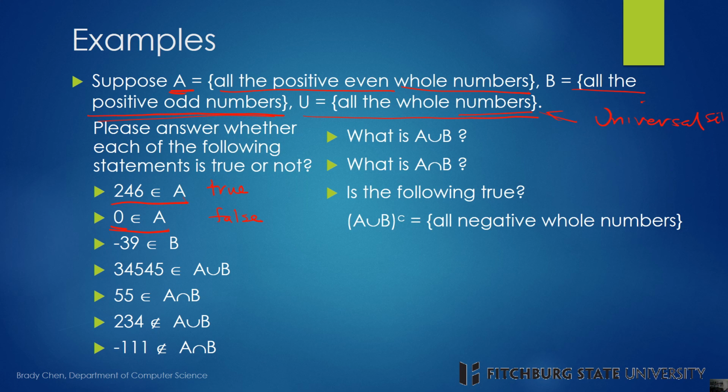Now what about this? Minus 39. Does minus 39 belong to B? Let's take a look at B. B is all the positive odd numbers. Minus 39 is an odd number, right? But it's not positive, right? So that's false. Okay.